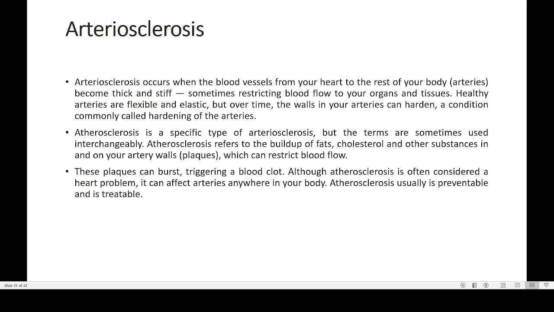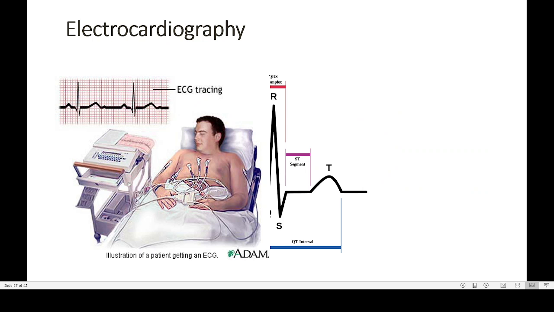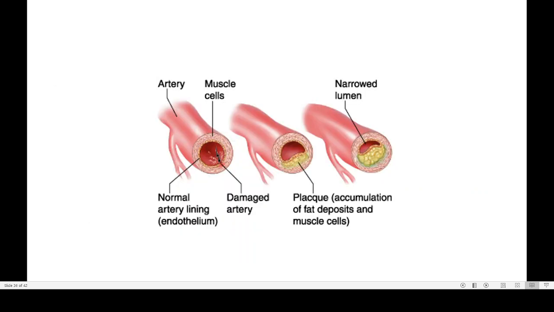Although this is often considered a heart problem, it can affect arteries anywhere in your body. And atherosclerosis is usually preventable and treatable. Sometimes you might have seen how these doctors are doing this. I will show you one.